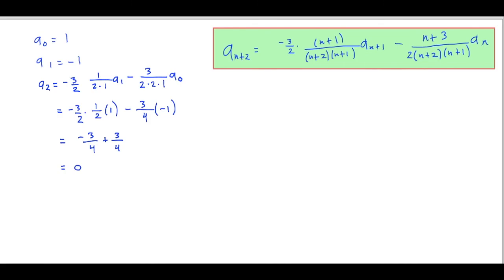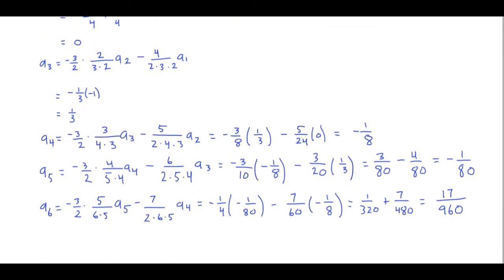To find a sub 3, I will once again utilize this formula, plugging in n equal to 1, so that I'll have a sub 3. And the formula will yield an expression for a sub 3 in terms of the two previous terms, a sub 2 and a sub 0. We have already identified what those values are. Plugging in what I know for a sub 2 and a sub 1, simplifying, it appears that I get a value of 1/3. Let me continue this process and just work through a few more computations.